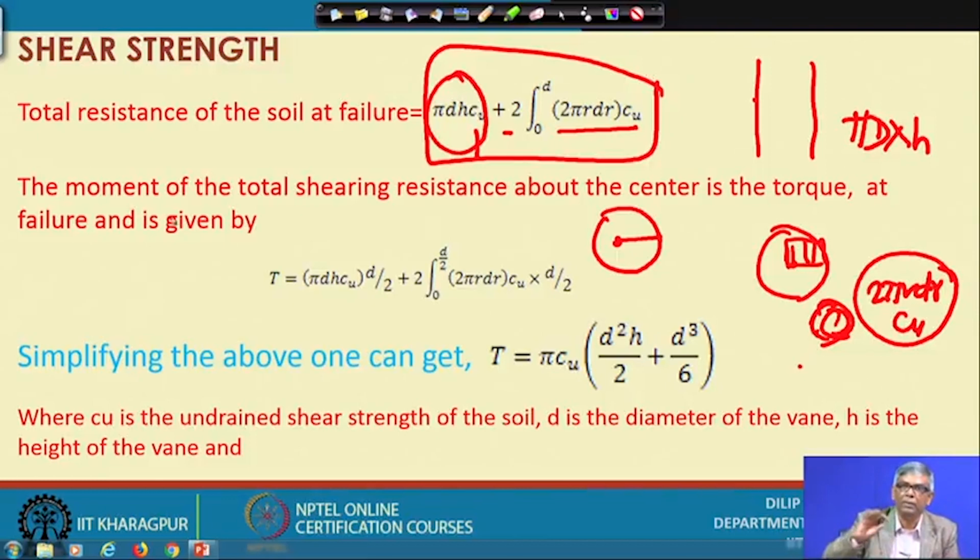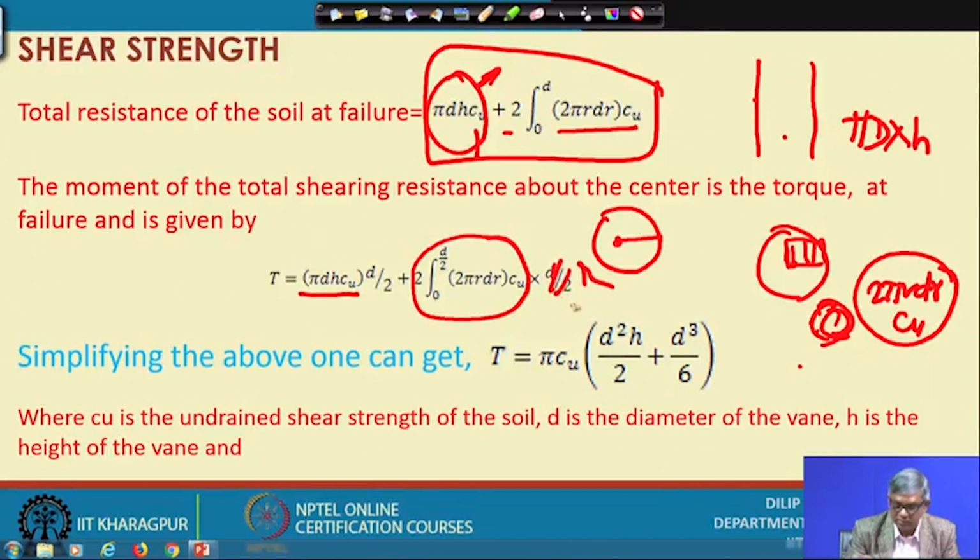Now, we have applied a moment, so you have to equate with the moment only. If I want to take the moment, this force is acting at a distance r from the center. So I will multiply this force by the distance, and I will get a torque along your shaft. It is not d by 2, it will be r actually. This force was at an r distance, so I will multiply by r.